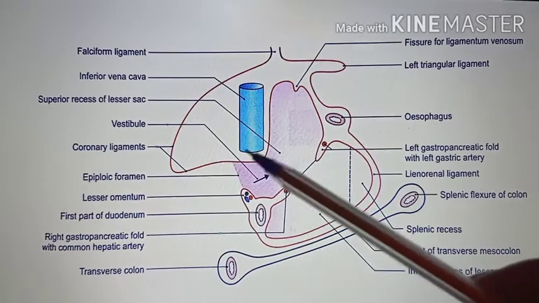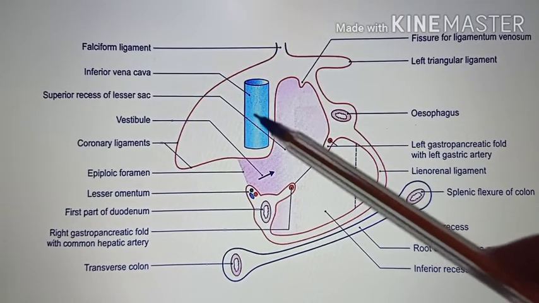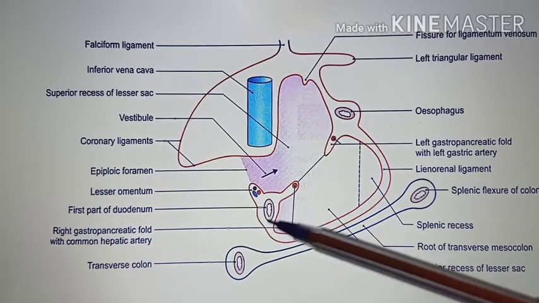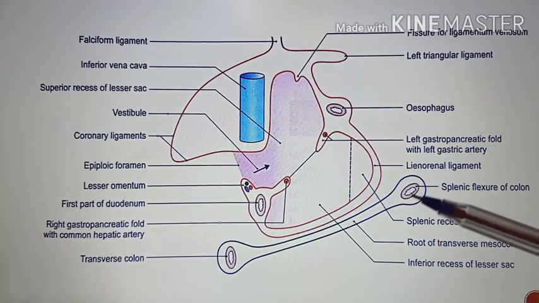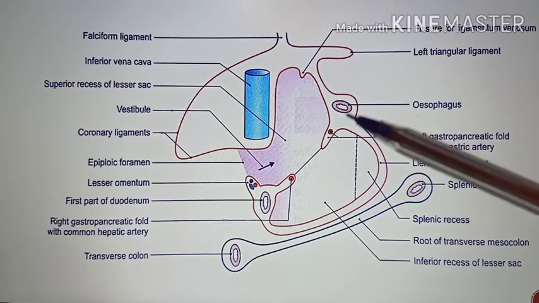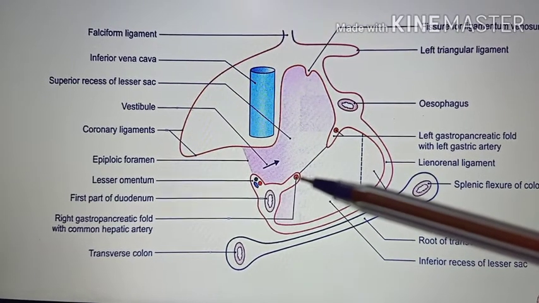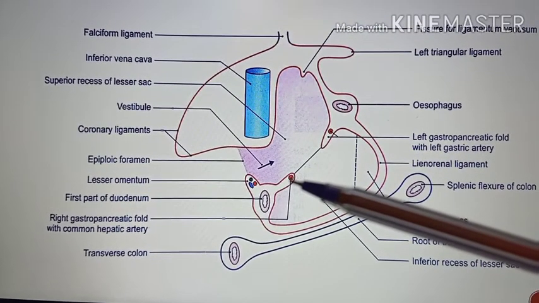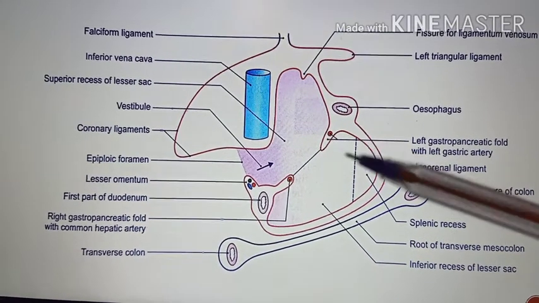So a few things in this picture. Here you can see the liver has been reflected. This is the inferior vena cava. So here: first part of duodenum, the section of transverse colon, then the splenic flexure of colon, then esophagus. A few important things you're supposed to know: one, you can concentrate on the common hepatic artery which is present here. Another is the left gastric artery which is present here.